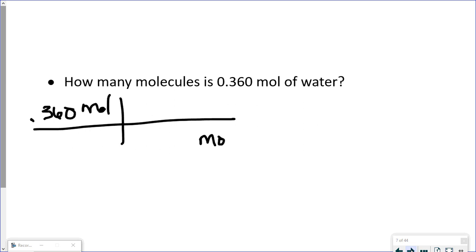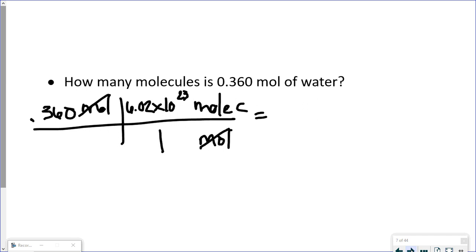And we can go straight from moles to molecules or particles. So remember that 1 mole is equal to the 6.02 times 10 to the 23rd molecules. So that cancels out our unit of moles, leaving us with molecules, which is what we were looking for. So we need to put this in the calculator. So since both numbers are above the line, you're going to multiply them. So 0.360 multiplied by 6.02 times 10 to the 23rd.